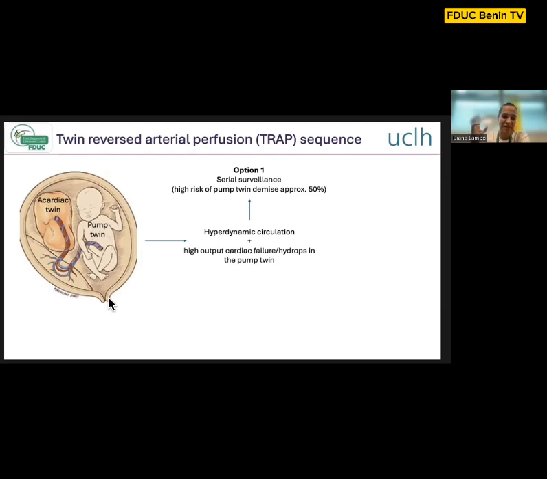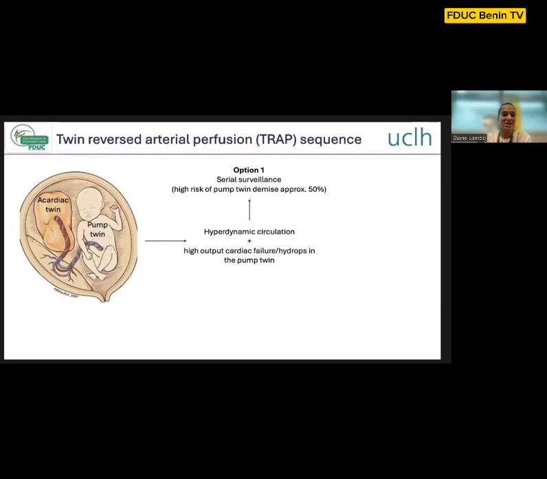Now, the perfusion basically occurs in this retrograde fashion through these huge arterial anastomoses. Usually the cord insertion site, as you can see here, is common or very close together. Now, this ultimately results in this very hyperdynamic circulation where you have the pump twin, which is pumping out all of this blood and perfusion towards the acardiac twin. And essentially it leads to them developing high output cardiac failure and ultimately hydrops.